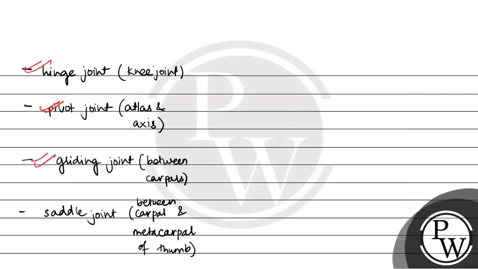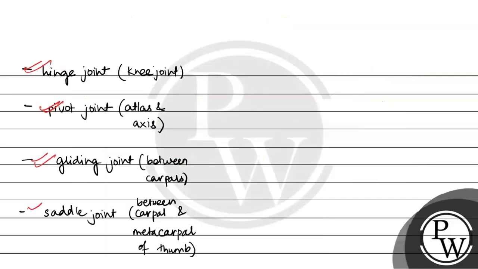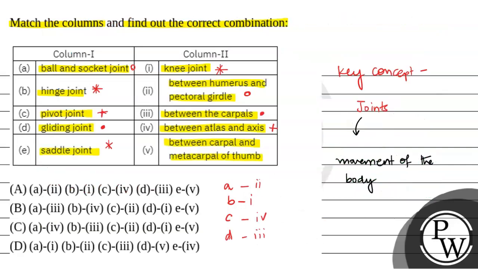Gliding joint is between the carpals. Gliding joint जो होता है, it is between the carpals. So D का हो गया 3. And saddle joint is between the carpal and the metacarpal of the thumb. So E का हो गया 5.